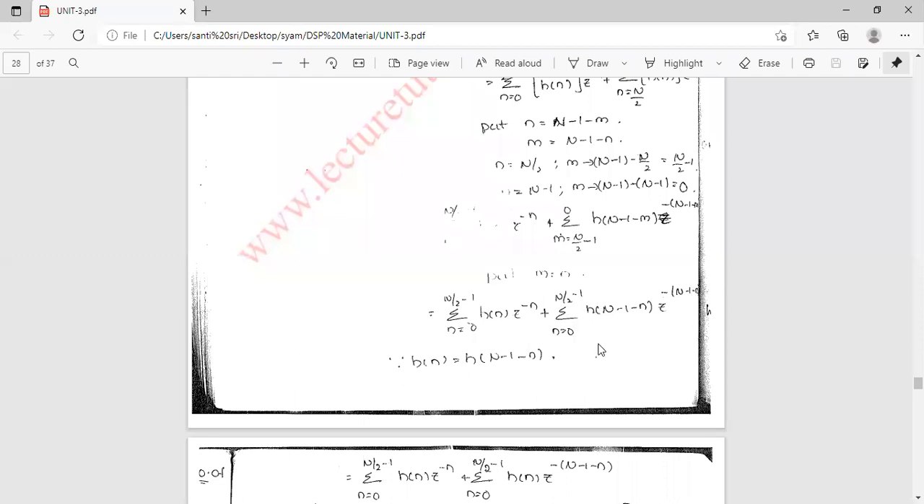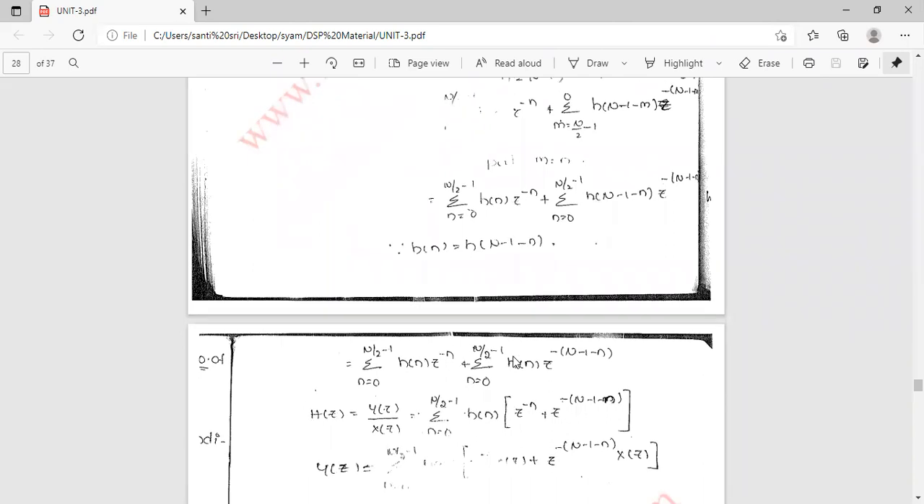Okay. So h of n equal to h of N minus 1 minus n, right? So it is equal to sigma n is 0 to N by 2 minus 1 h of n into z power minus n plus sigma n equal to 0 to N by 2 minus 1 h of n into z power minus of N minus 1 minus n.